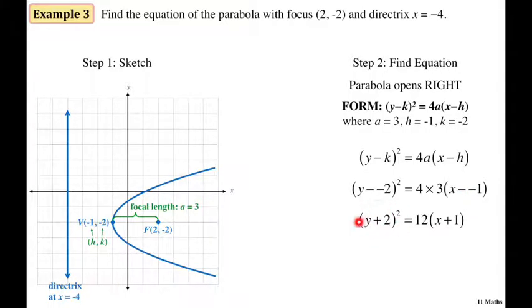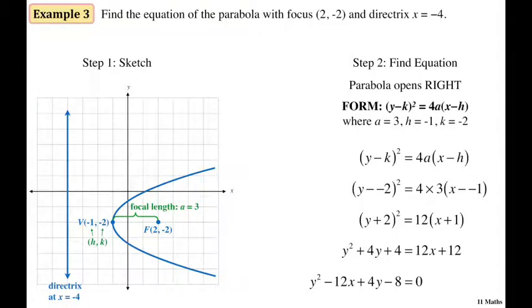Expand this bracket. Y when you square it, y squared. 2 times y, 2y, double it, you get 4y. 2 when you square it, 4. We'll end up with that expression there. Minus 12x and minus 12. Remember over here, 4 take the 12 gives me minus 8. There is the answer.